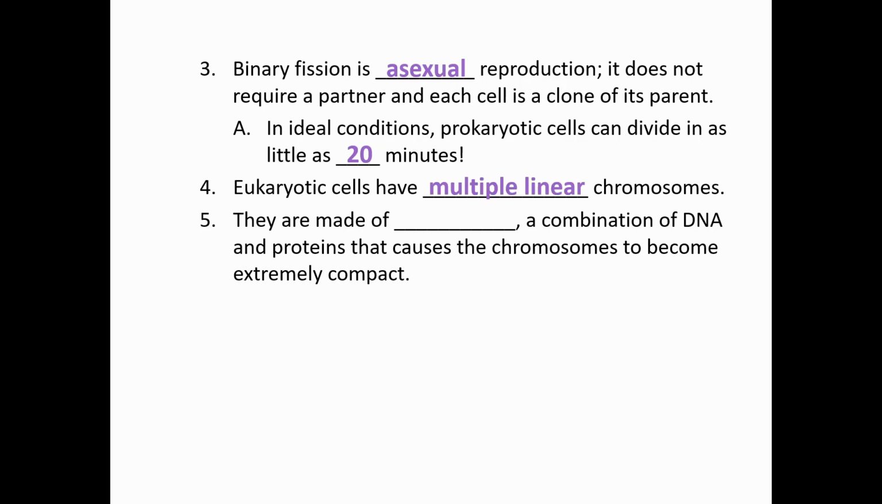Now eukaryotic cells have multiple chromosomes, and all of those chromosomes are in a linear format, not a circular one. And they're made of what we call chromatin. Chromatin is the DNA plus some associated proteins, and that's what's going to help these chromosomes become very compact. Because the genomes can be really, really large in eukaryotic cells, it's important that we can compact that DNA down into a much more manageable size.